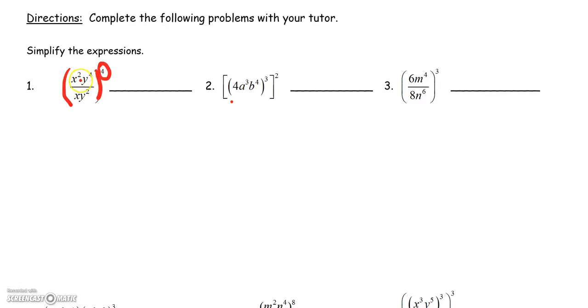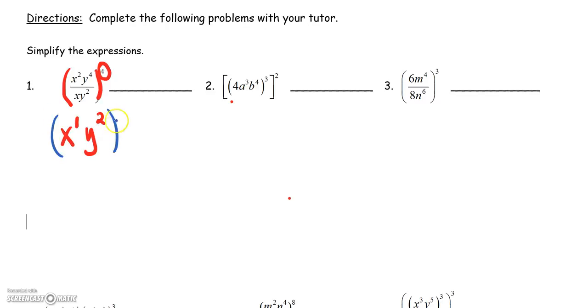Only looking at the inside, we have x squared divided by x. They're being divided and they have the same base, so we should take the exponents and subtract them. So we have x squared divided by x to the first. 2 minus 1 gives us x to the first power. The same thing with the y's. So y to the fourth divided by y to the second. They have the same base, so we'll subtract the exponents. 4 minus 2 gives us y to the second power.